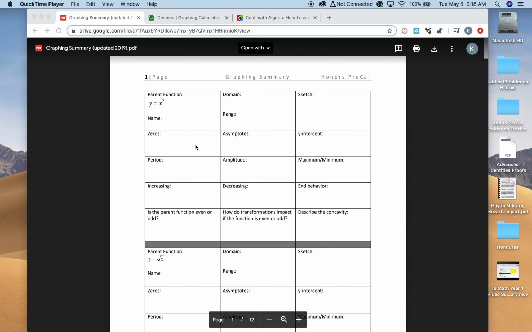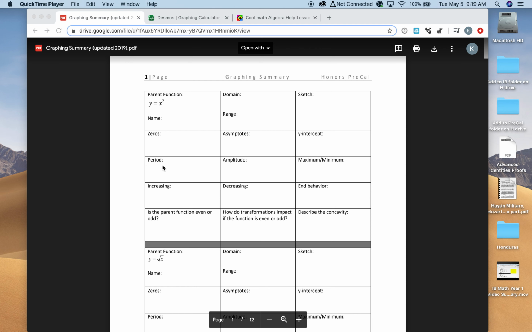You'll tell me any zeros that the parent function may have. Does it have asymptotes? Obviously, this one does not. So as you go along, you're going to write NA or none with some frequency. Okay. A y-intercept, tell me where it is. This one, it's not a periodic function, so it's not going to have a period.